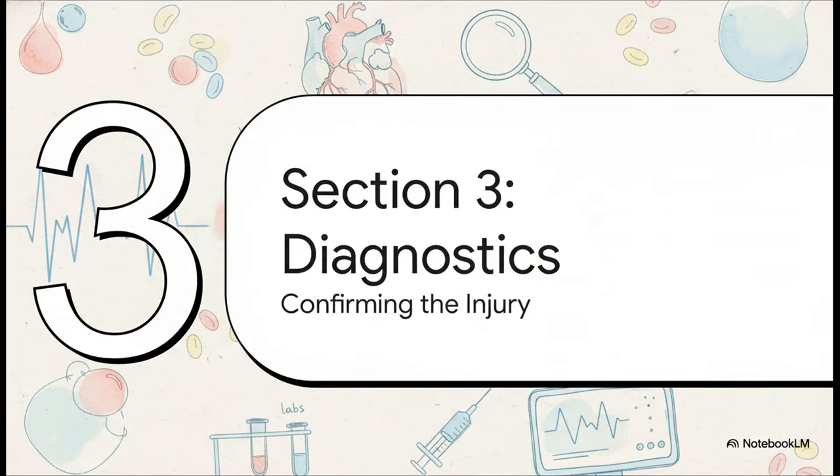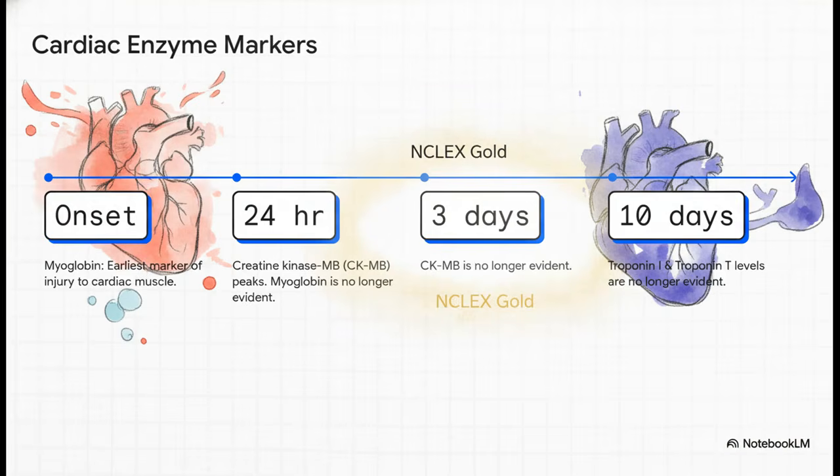Okay, so our patient's got chest pain. We suspect it's the heart, but how do we know for sure what's going on inside? Well, this is where our labs and diagnostic tests are absolutely essential. This timeline is pure NCLEX gold. Seriously, know this. It perfectly explains why we draw a series of cardiac enzymes over several hours.